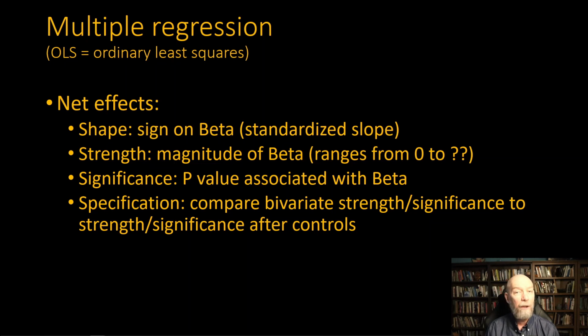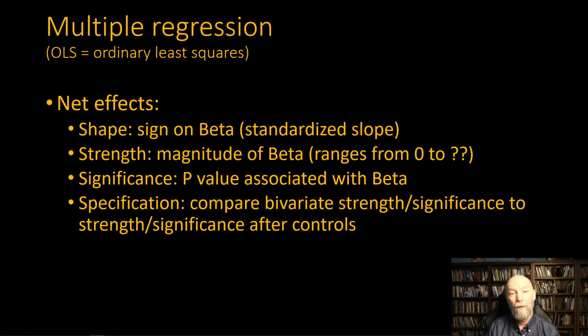In significance, we're going to use a p-value associated with beta, and it works just like the p-values have always worked. It's telling us the probability that we would get the real-world results we did if, in fact, the null hypothesis was true in the real-world population data. So we're trying to find out a little test here to find out if we can reject the null and say, no, we really think something is probably going on in the population because we don't think the null is true. The probabilities are against the null being true. And then in terms of specification, what we're going to do here for most of this is compare the bivariate strength and significance to the strength and significance we find in the betas after controls.